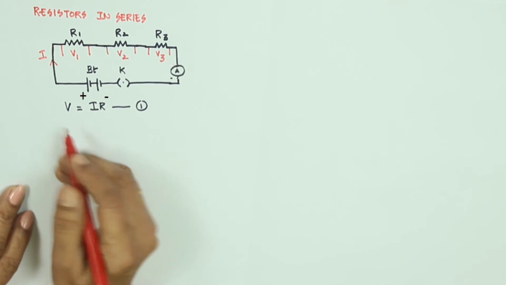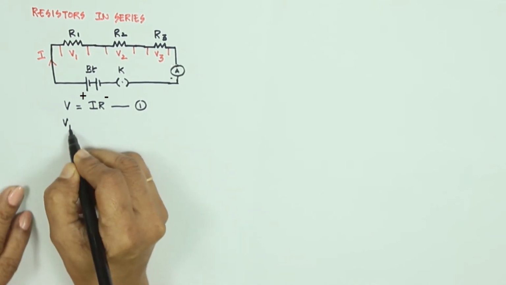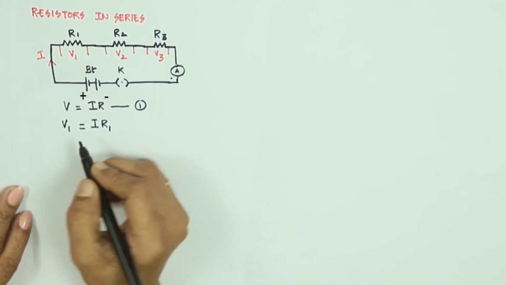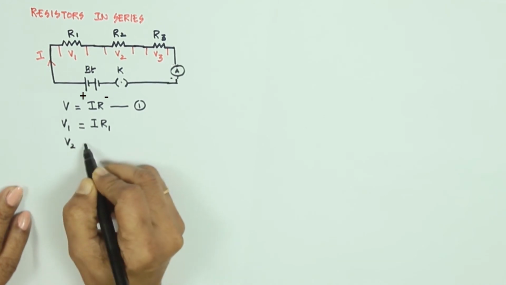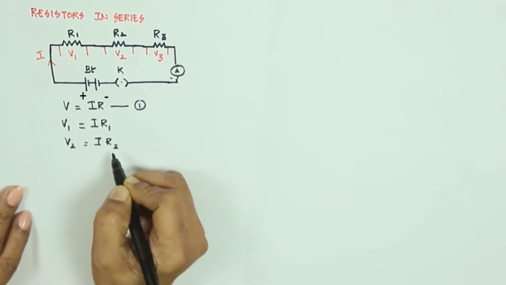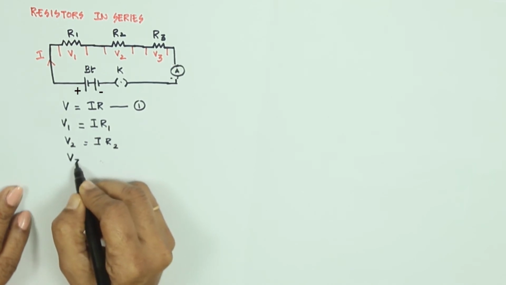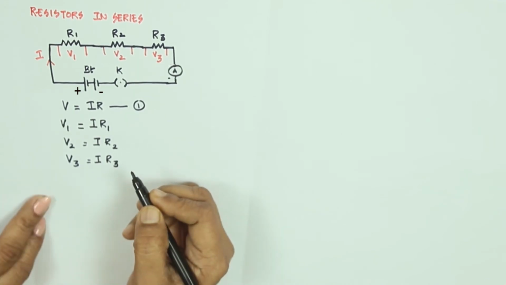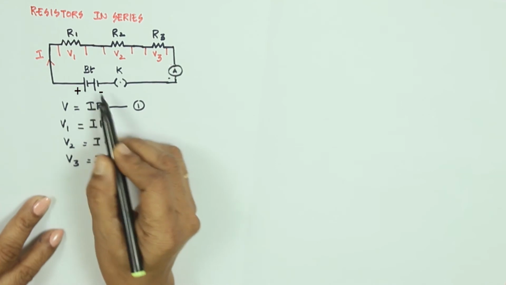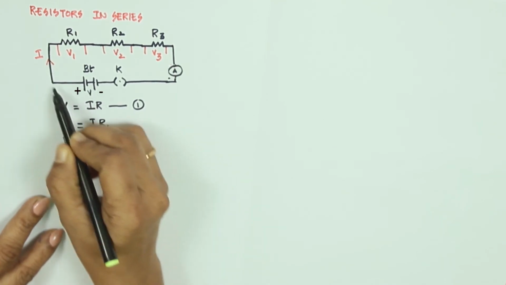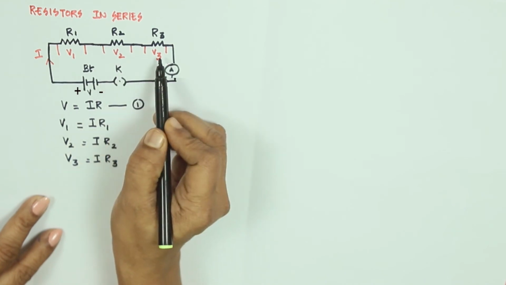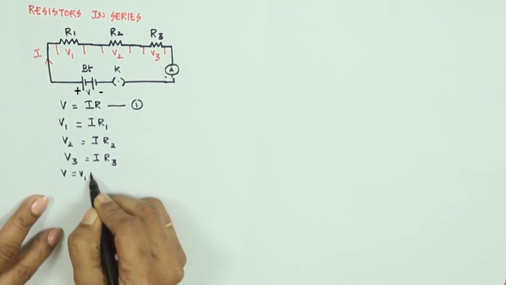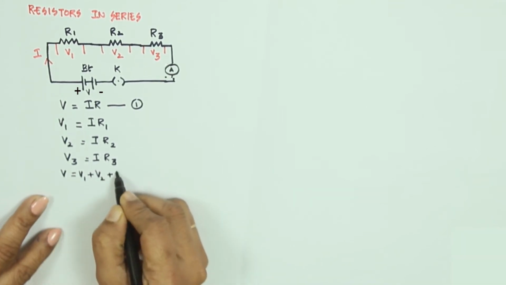So now we can write the potential difference V1 as V1 is equal to IR1. Similarly, the potential difference V2 is equal to IR2 and the potential difference V3 is equal to IR3. Now what will be the total potential difference? The battery gives a voltage V, and it will be split across R1, R2 and R3. So the total potential difference is V is equal to V1 plus V2 plus V3.